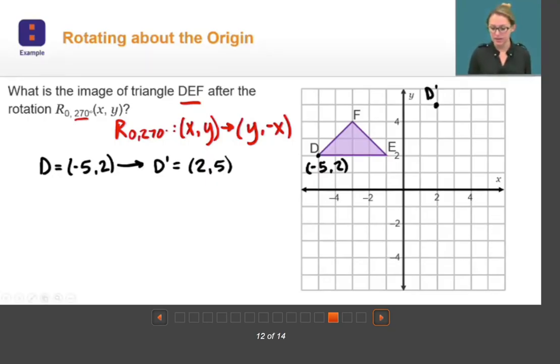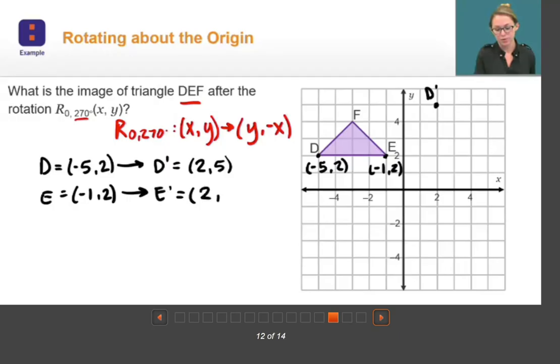Now let's take a look at vertex E. Vertex E is at (-1, 2). And if E prime is located at (y, -x), then E prime is located at (2, 1). So let's go ahead and plot at (2, 1). We'll call this E prime.